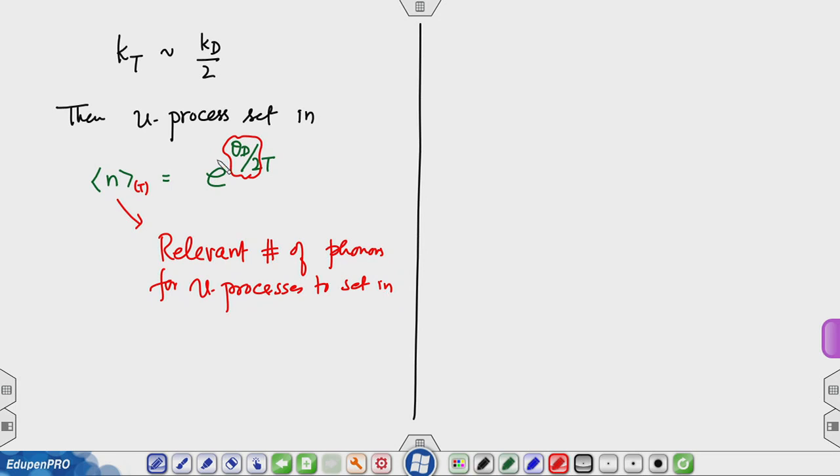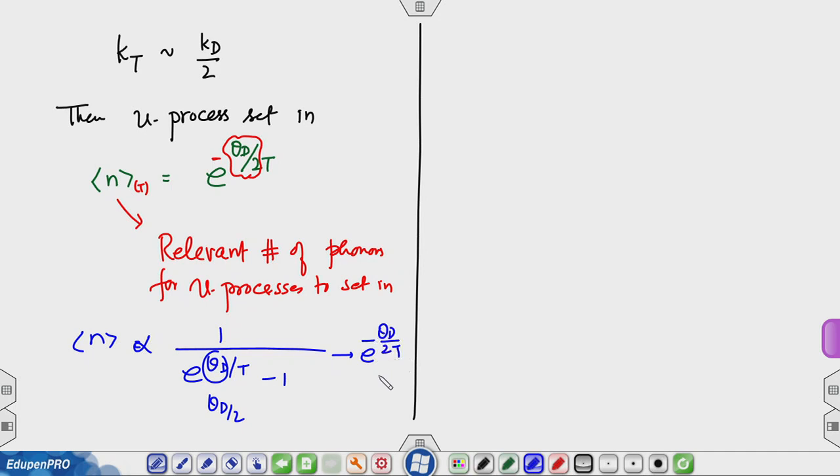N is actually inversely proportional. N is, let me write, proportional to 1 over e raised to theta d by T minus 1, and I want actually not theta d but theta d by 2. So this goes to e raised to minus theta d by 2T. So those phonons which are relevant for U processes at temperature T are going to be given roughly like this.